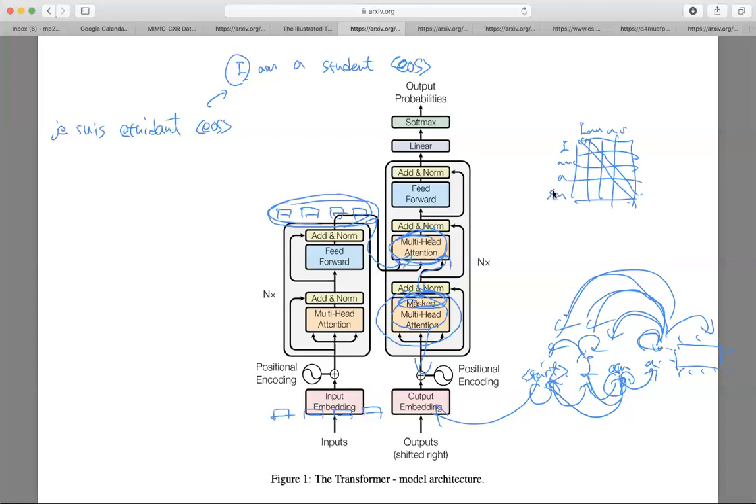So "I" would be allowed to look at itself, but not "am" or "student". "am" is allowed to look at itself and "I", but not "student". "a" is allowed to look at "I", "am", and itself, but not "student", and so on and so forth. So it'll be like a triangular mask matrix.